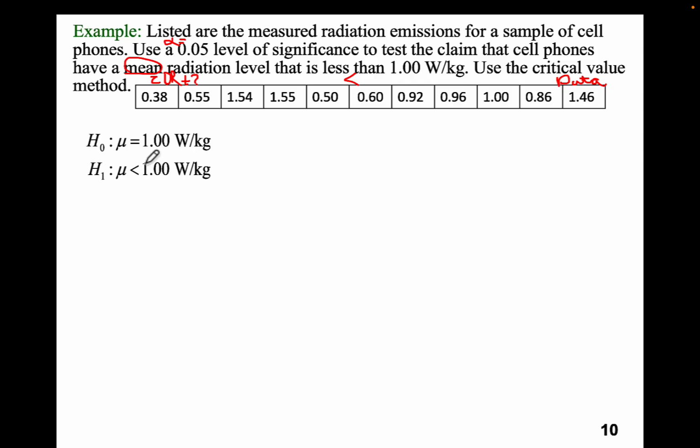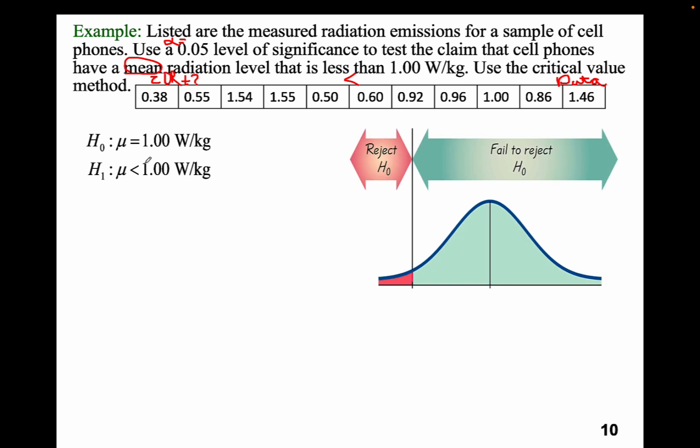All right, critical value method means that we need a graph. The less than means that we're going to run a left-tailed test. 0 is here. Significance level is here in the tail. And for this method, we're going to find this number here called the critical value, and then we'll see if the test stat is in this region or this region based on the critical value. All right, let's find those.